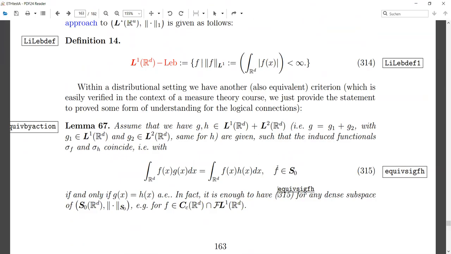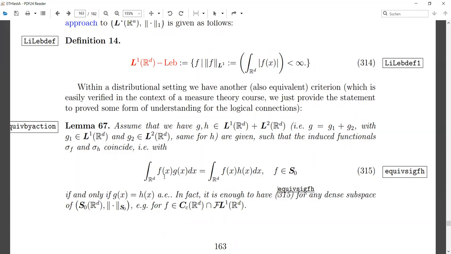with the property such that they are equal for every function f in D0. So two functions are equivalent in the sense of Lebesgue integration theory, meaning they're equal almost everywhere, if and only if their action is the same: g acts by integration on f, h acts by integration on f, and everything is fine. Now I'm saying the g and the h can be either in L1 or in L2, or be a sum of two such things. So just to look at one of these things, if g is in L1, it's clear that an L1 function multiplied with a bounded continuous function stays integrable.